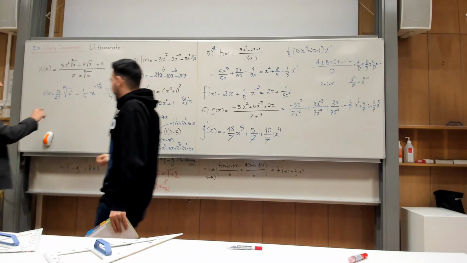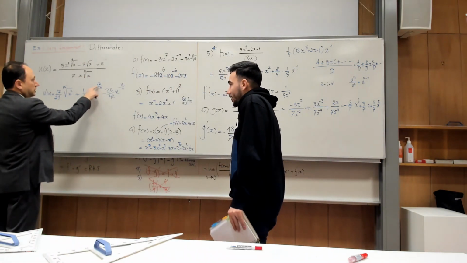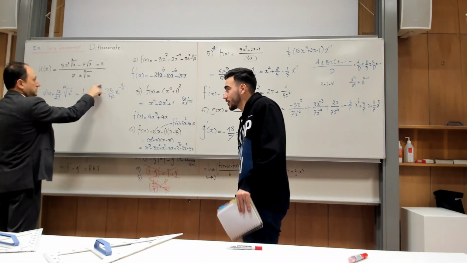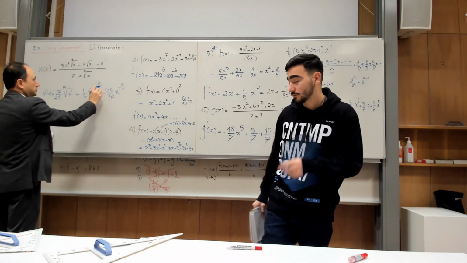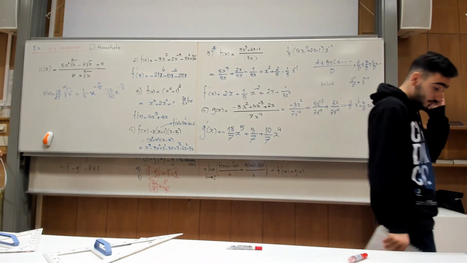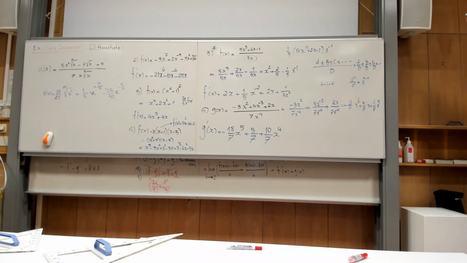15th root of this one, and this you can simplify by 2, yes? So if this is correct, this should be 6 over 5. I don't know how many of you got this answer? No way. Okay. Wait.